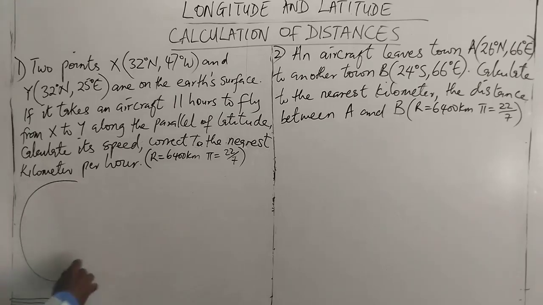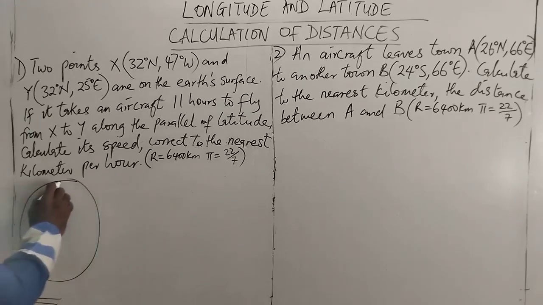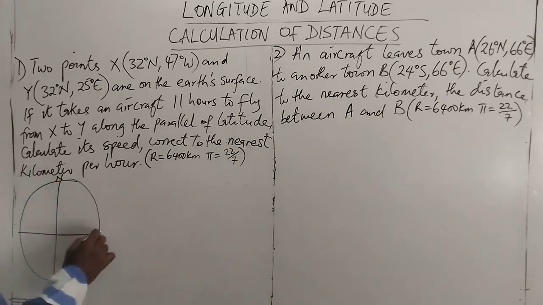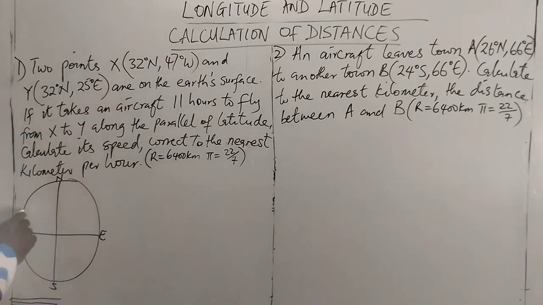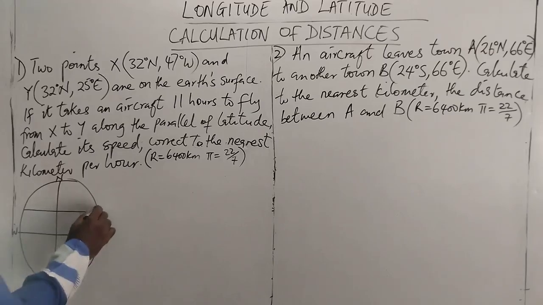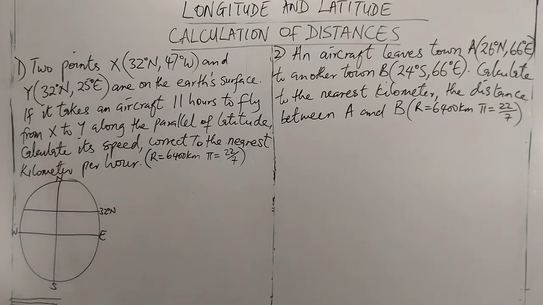You draw your Earth surface, put your poles, north, south, east, west. Then you locate the point X: 32 degrees north, anywhere here can do, then 47 degrees west. The point of intersection, you label it X.